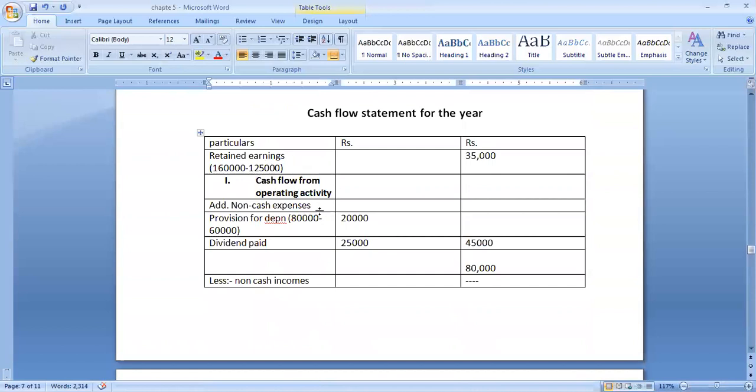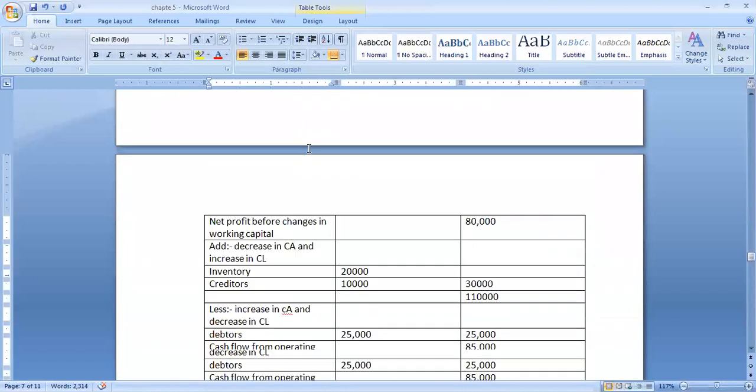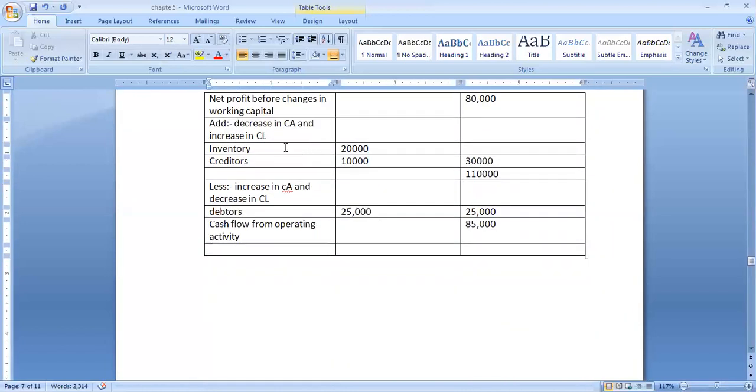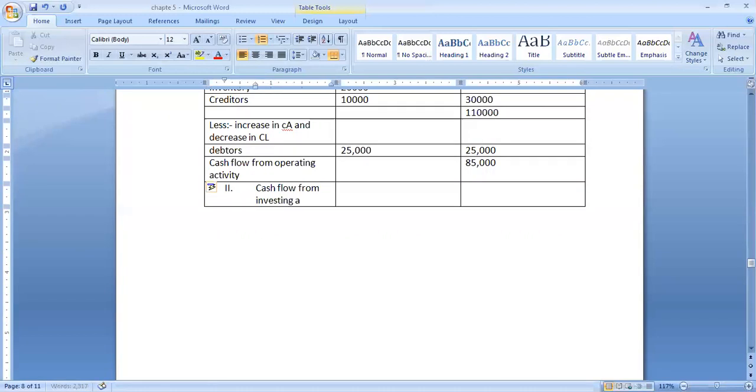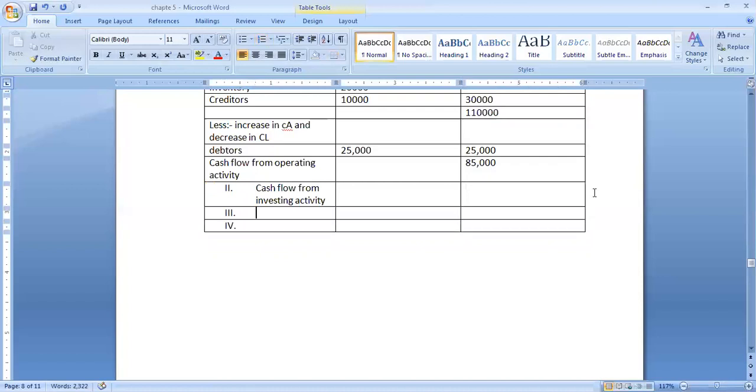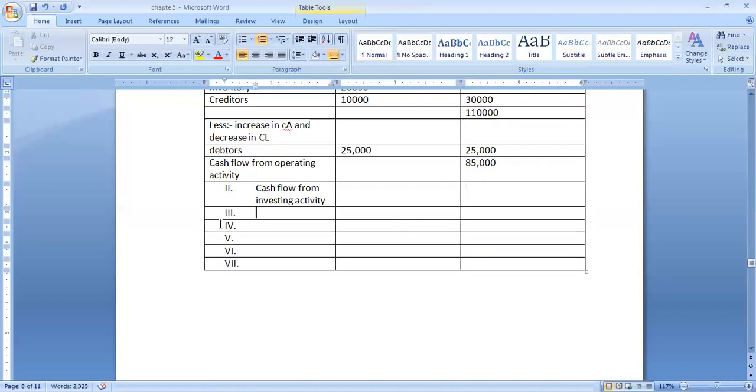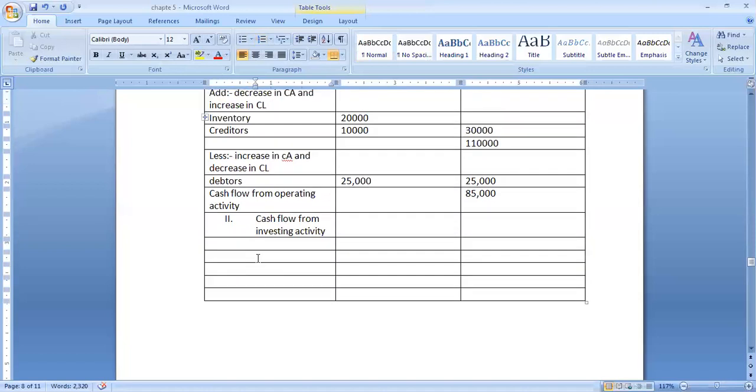Okay. So make sure these all informations are taken into consideration while you calculate the cash flow from operating activity. First take the non-cash expenses, non-cash incomes, then certain changes relating to the current assets and the current liability. Fine. Now you will take the second information, that is cash flow from investing activity. So which are the cash flow that will be taken under the investing activity? Okay. So investing activity here you will take.